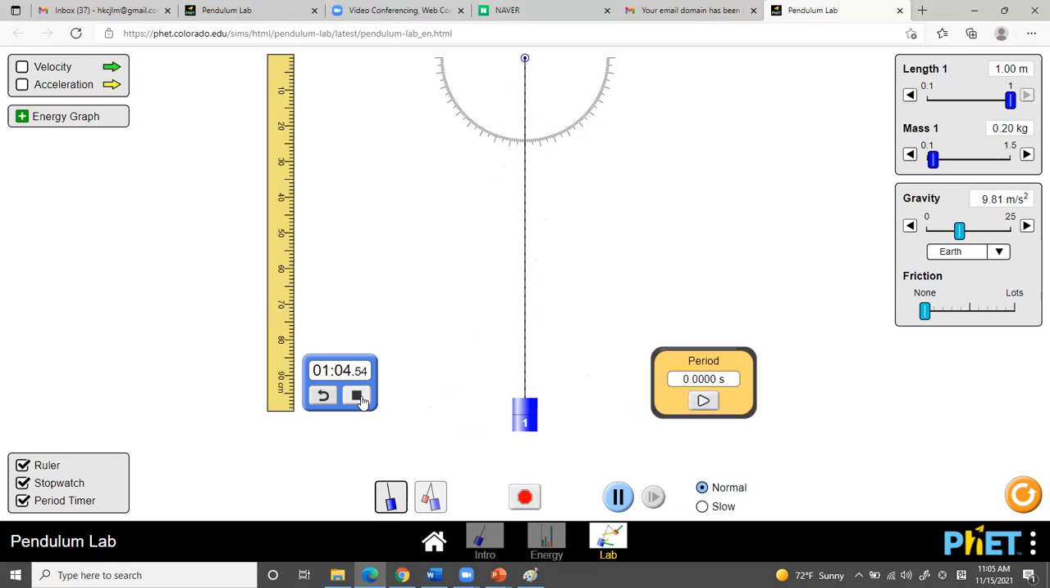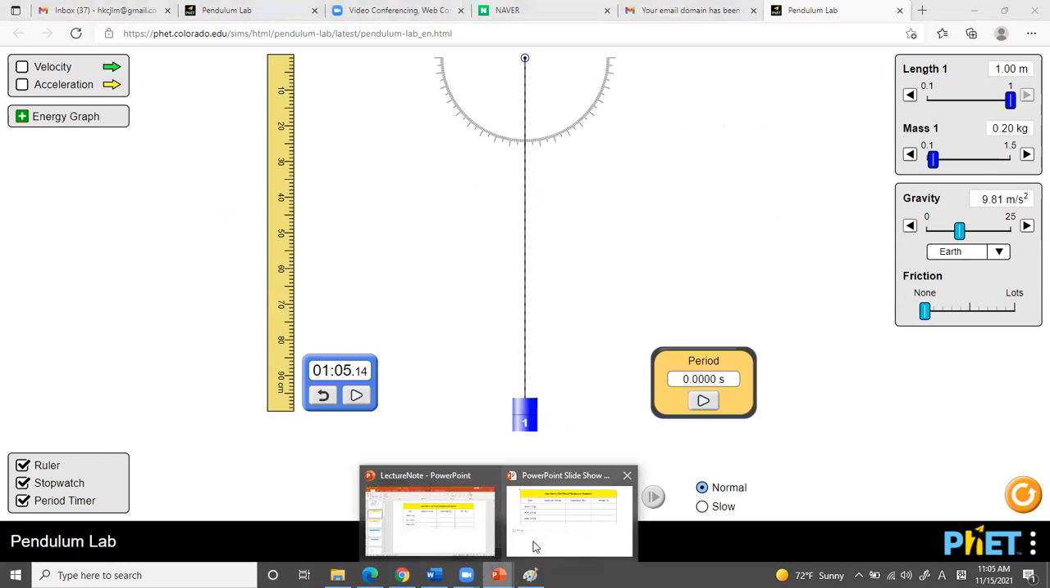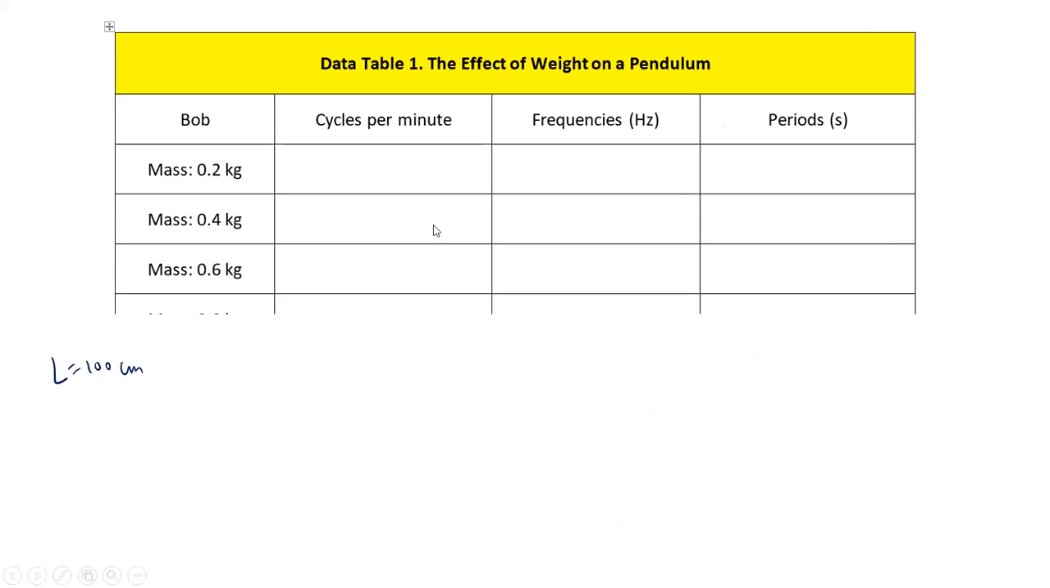Yeah, you can count better than me. Sorry, 31. You can write it here. We have to write here: 31 cycles per minute. Then we can find the frequency, because frequency is the number of cycles divided by 60, because 1 minute is equal to 60 seconds. We may use 60, then 31 divided by 60 using your calculator.